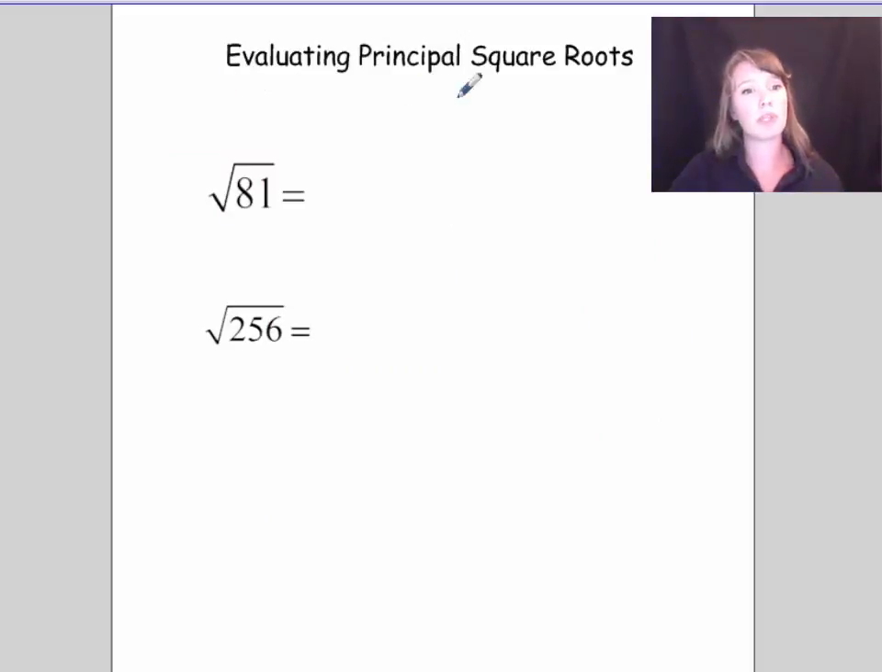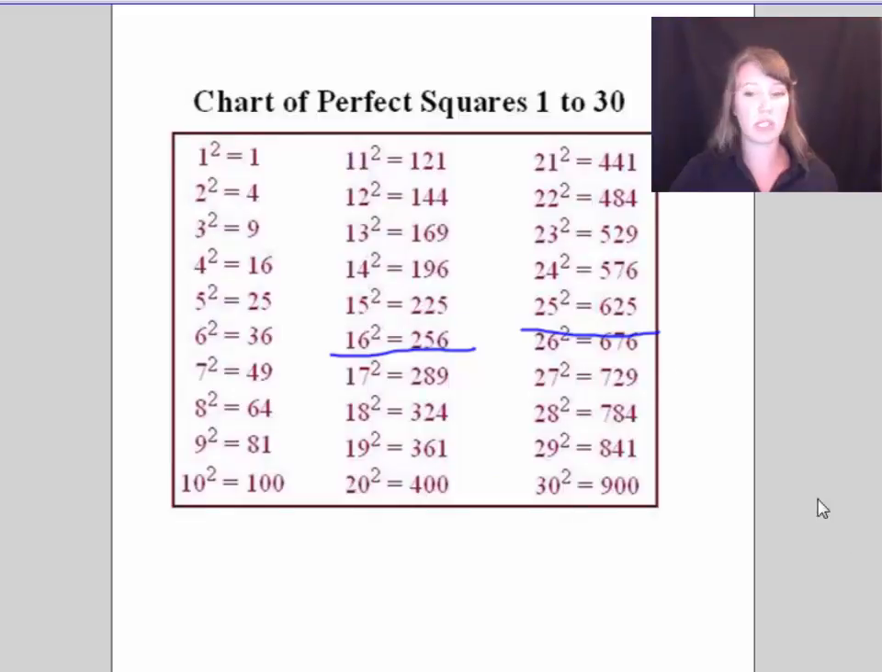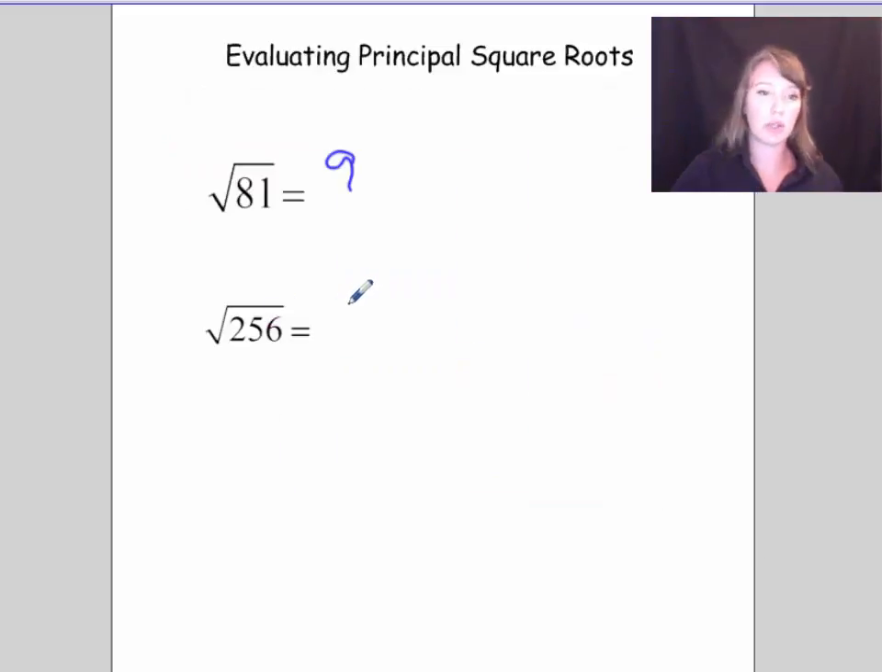Okay, so evaluating principal square roots, like we saw before, when you see this symbol, we are just looking for the positive square root here. 256, if you look back here, 256 was 16 squared, so this would be 16 like this.